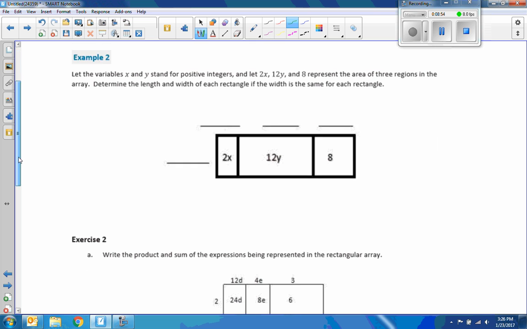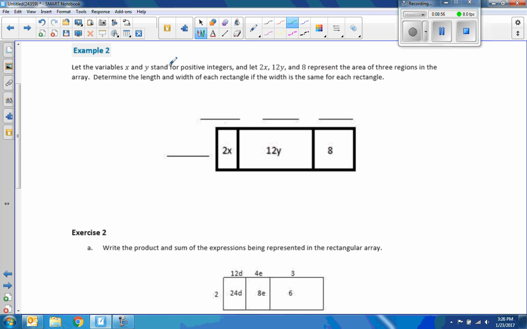Okay, example 2. Let the variables x and y stand for positive integers, and let 2x plus 12y and 8 represent the area of 3 regions in the array. Determine the length and width of each rectangle if the width is the same for each rectangle. Okay? So what are we going to do here?